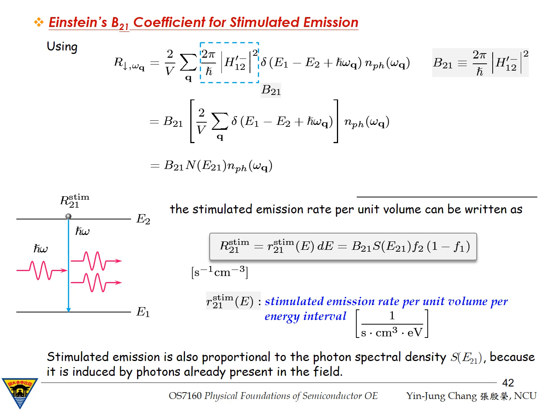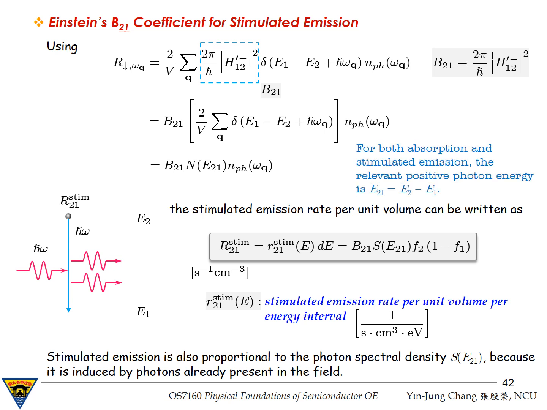Like what we did before, we define the Einstein coefficient for stimulated emission as B21 equals 2 pi divided by h bar times the absolute square of the optical matrix element. Here, H'12 minus is the matrix element associated with the emission part of the interaction Hamiltonian. The coefficient B21 measures the stimulated transition strength associated with stimulated emission, and it has units of electron volt per second.